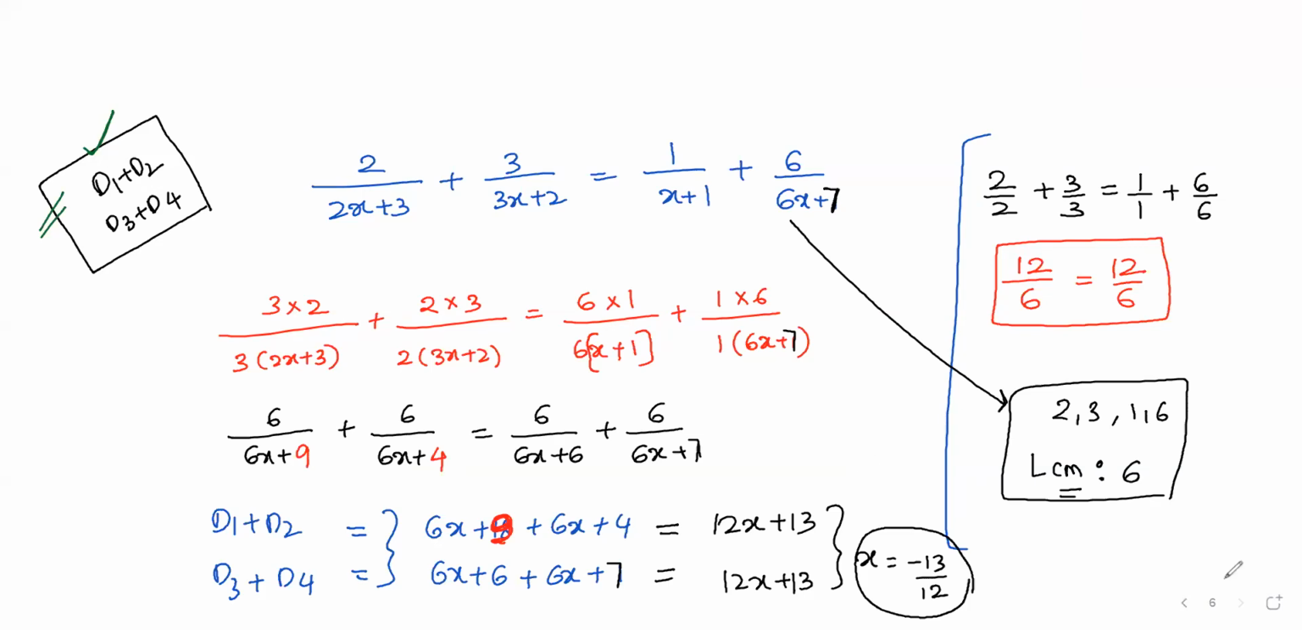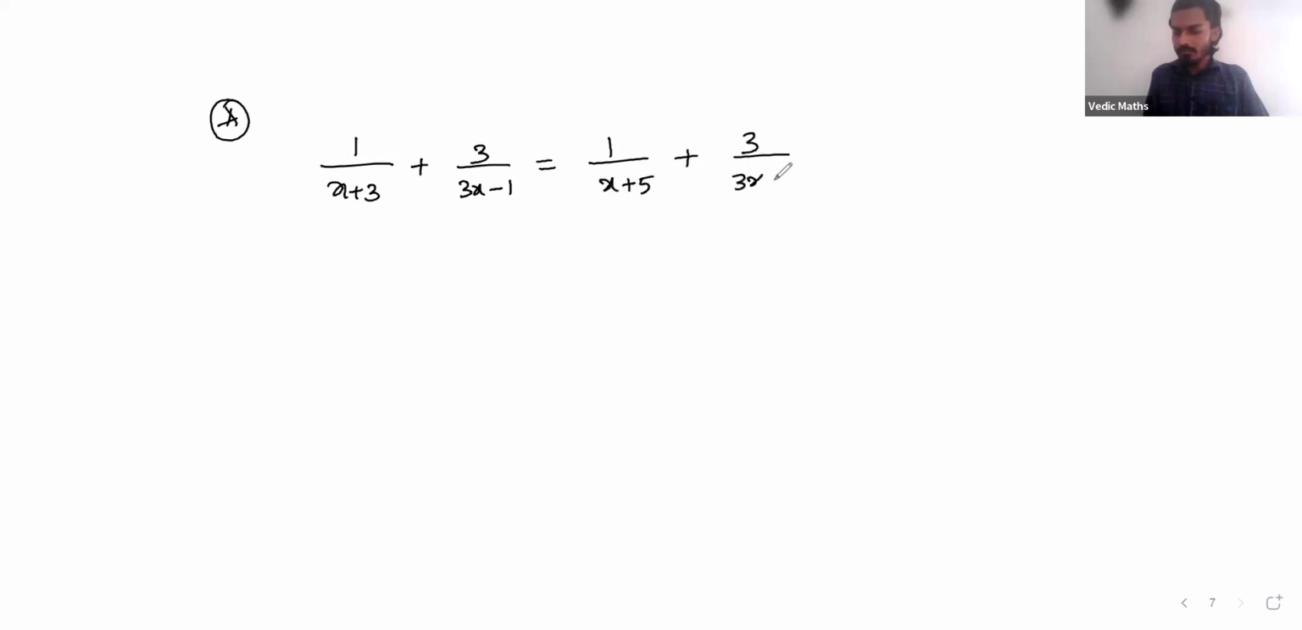So I am giving one problem. Try to solve it in tomorrow's class, or you can put it in the WhatsApp group also. The question is 1 by x plus 3 plus 3 upon 3x minus 1 is equal to 1 upon x plus 5 plus 3 upon 3x minus 7. So you can find out this one.